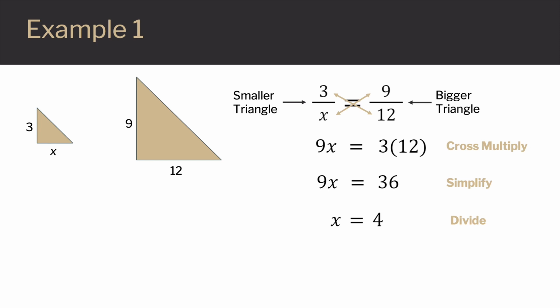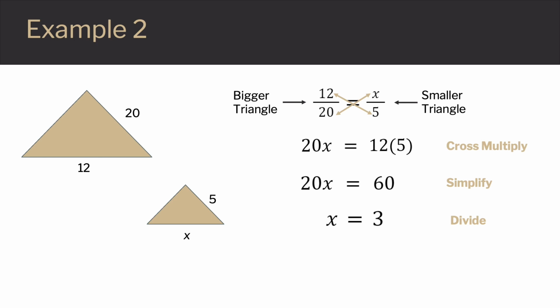Now we will cross multiply, and this gives us 9 times x equals 3 times 12. Performing multiplication, we have 9x equals 36. And by dividing both sides by 9, we end up with x equals 4. So the unknown side is equal to 4.